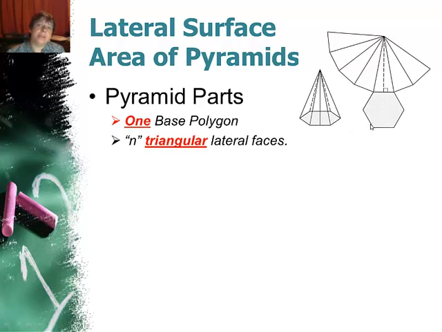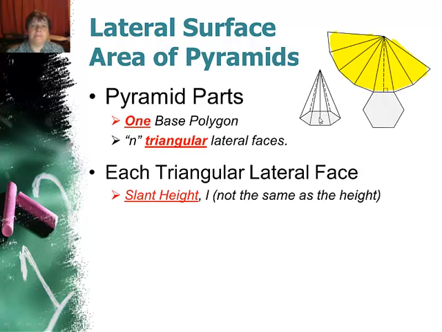If this is a regular polygon, all the triangles match, but it could be an irregular polygon, in which case you could have some triangles that don't quite match. So this part right here with all these triangles is called the lateral surface area. Kind of think of it wrapping around the side of this pyramid.